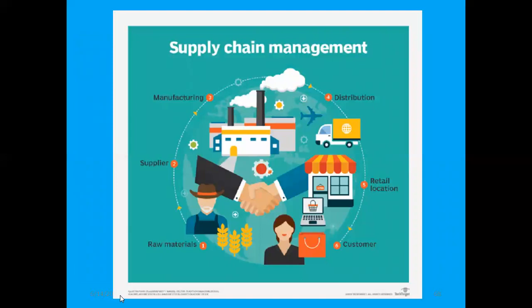So if you see the supply chain management, wherever you start, it should have a circular, or it should have some even progress. So if you see the supply chain management, what is the first one?